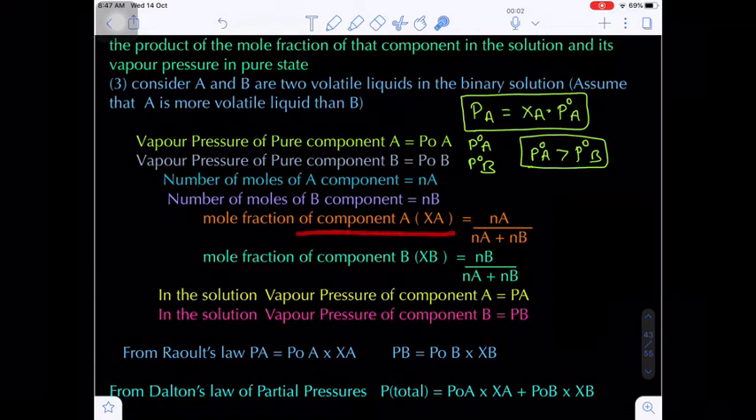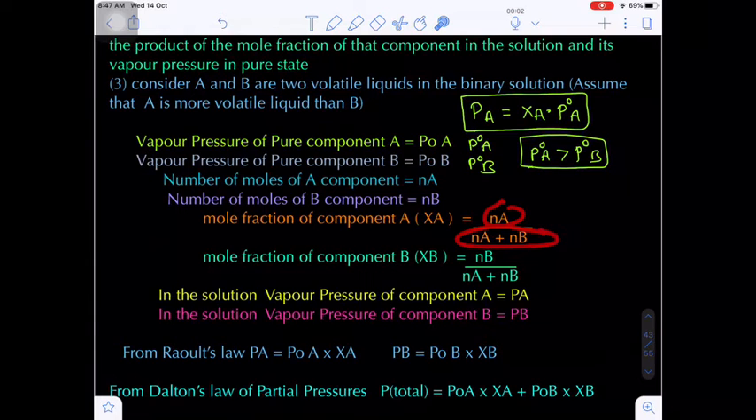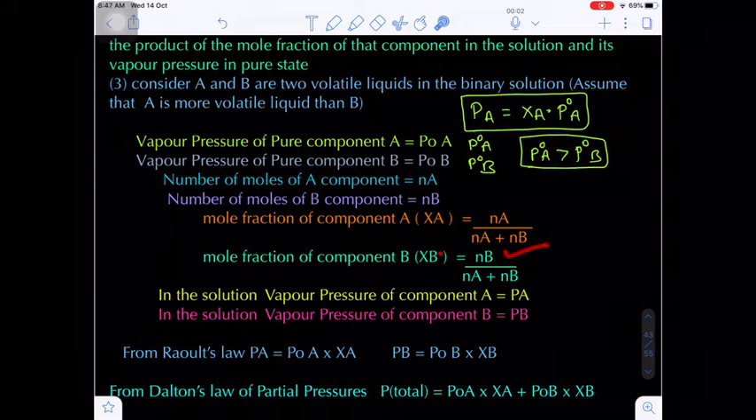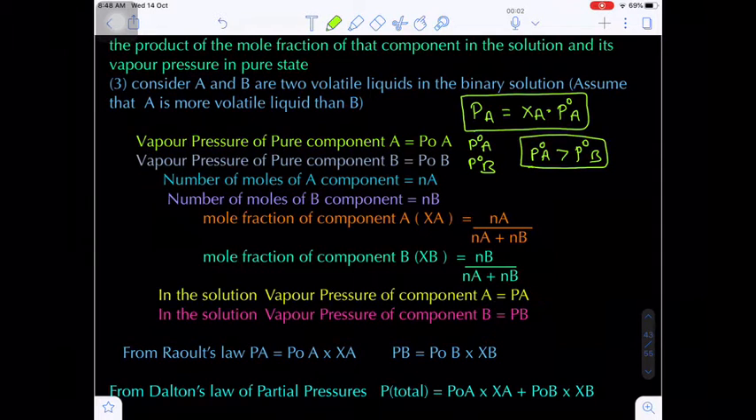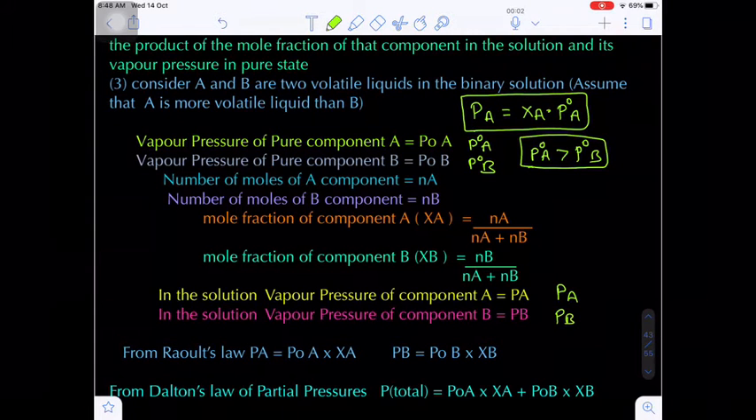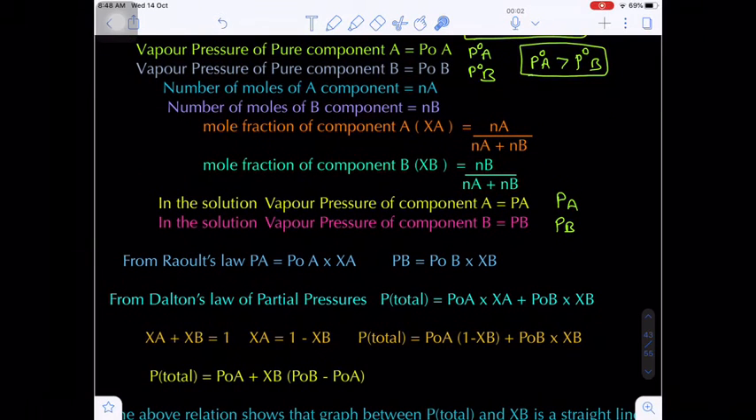How to find the mole fraction of component A? Xa, given moles upon total moles. That means the number of moles of A divided by the total number of moles of A and B. Similarly, the mole fraction of component B, Xb, is the number of moles of B divided by the total number of moles of A and B. And what is the vapor pressure of component A in the solution? Pa, and of component B in the solution is Pb. Are you getting my point?